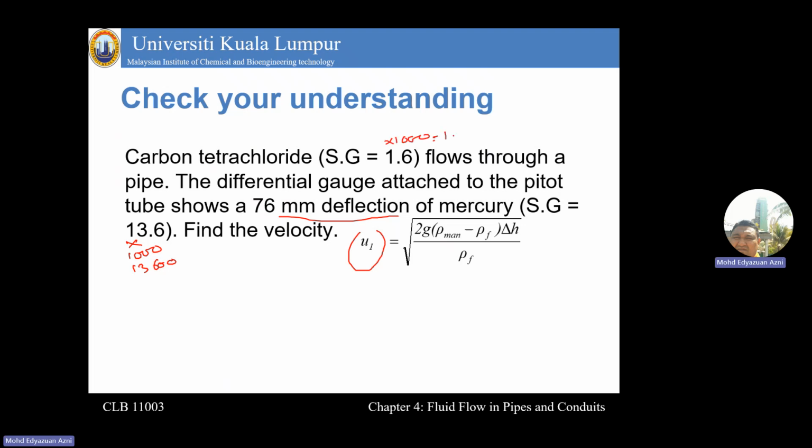So we get 1600 kilogram per meter cube. And delta H is given as 76 millimeter. But then don't forget to convert it, because everything will be in meter. So convert this millimeter to meter first, and divide by the density of the fluid. You can try it yourself.